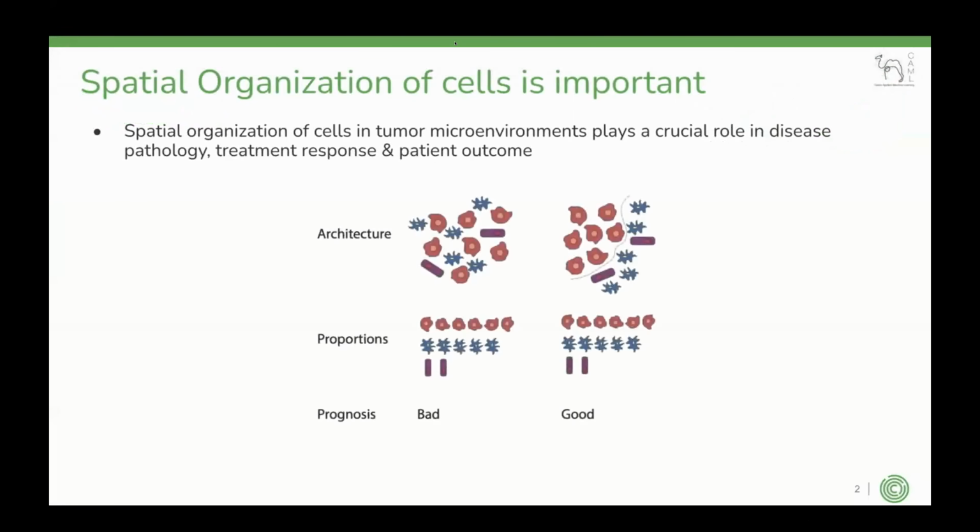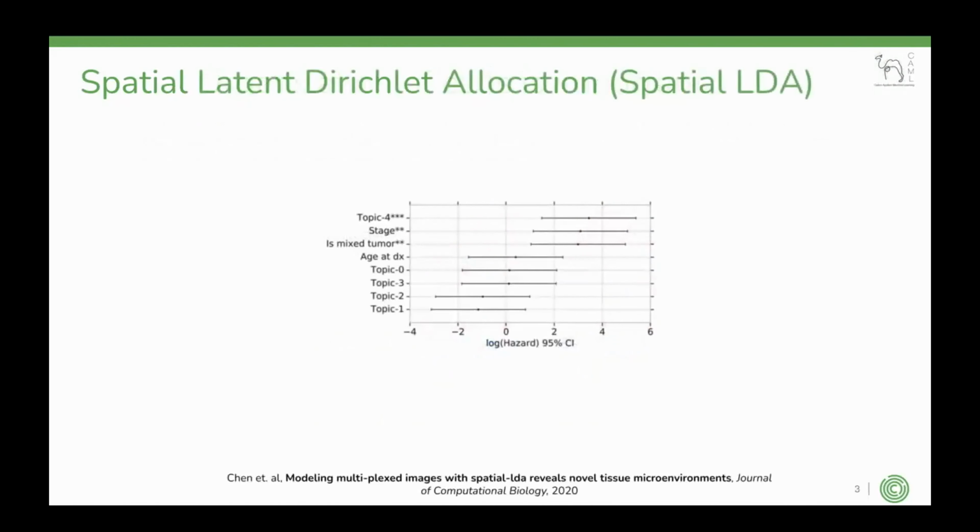As shown here as an example, if we consider these two spatially profiled images, even though the proportions of different cell types are the same in these two images, one type of spatial organization might be better for patients than the other. Spatial LDA is a general-purpose probabilistic model that has been used to discover novel microenvironments in settings such as triple-negative breast cancer and tuberculosis infections.